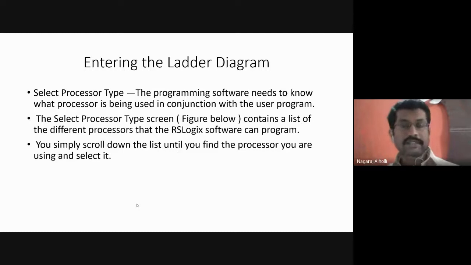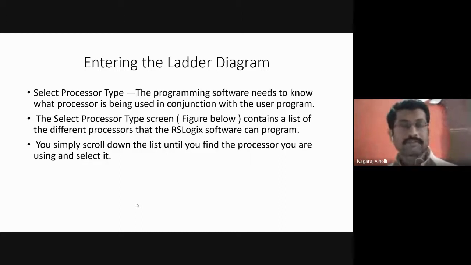The processor may be an Allen Bradley SLC 500 processor, or it may be a Micrologix PLC processor. A certain PLC comes with a certain processor, and the software should come to know which processor is being used for processing, that has come along with that PLC. That is selecting the processor type.